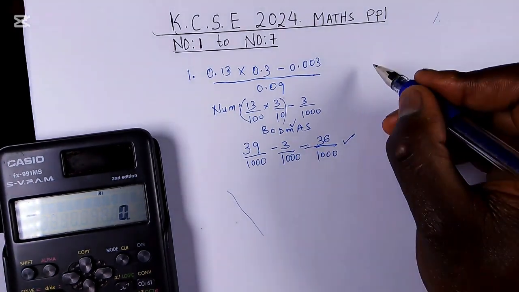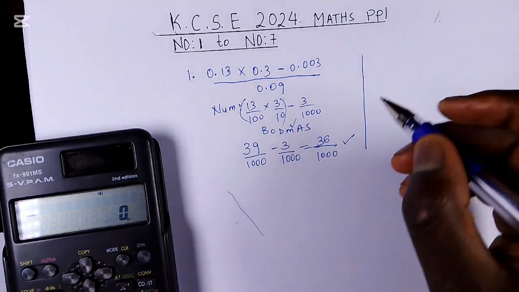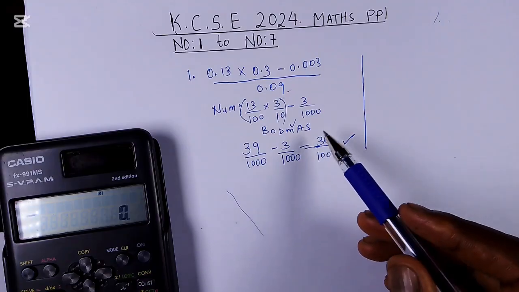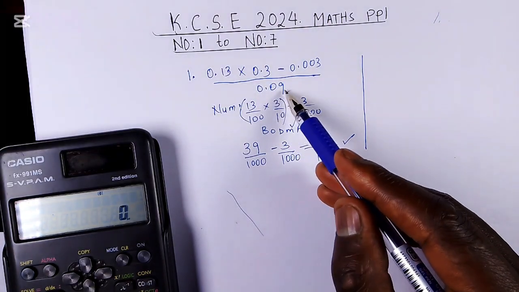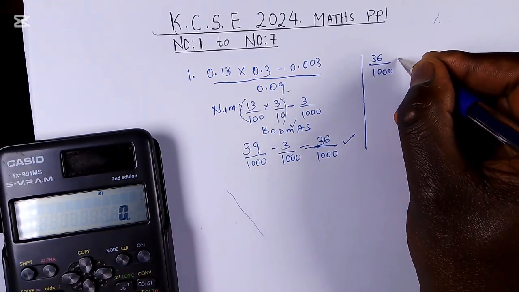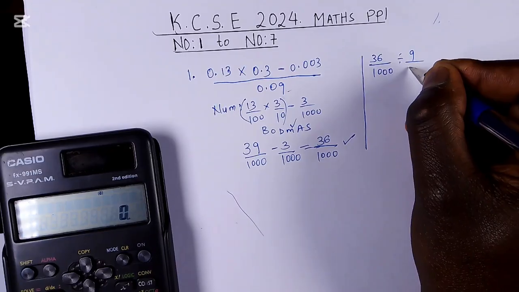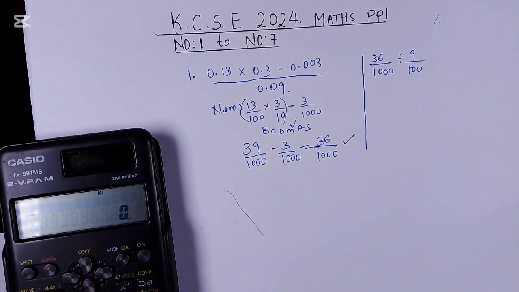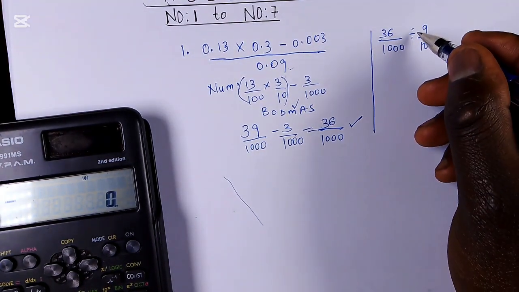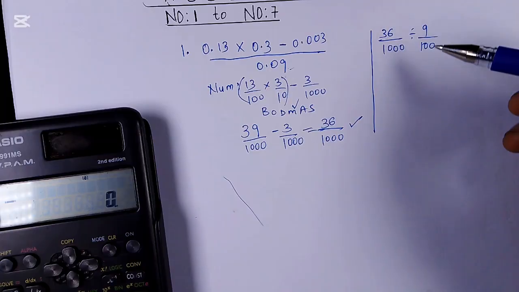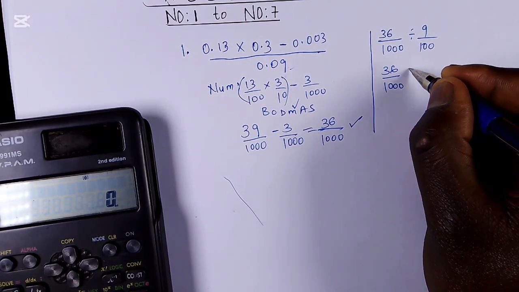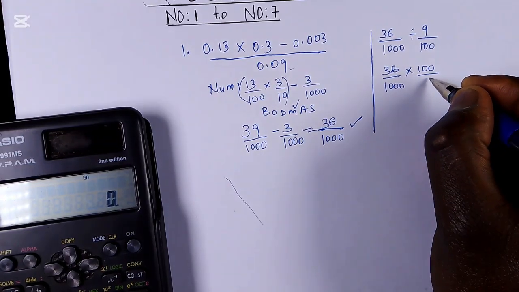We can proceed to find the denominator, and the denominator is 0.09. So we will complete our operation on numerator divided by denominator, and that will be 36 over 1000 divided by 9 over 100. Having the division operation, we will change our sign to multiplication, then we will reciprocate. So we will have 36 over 1000 multiplied by 100 over 9.